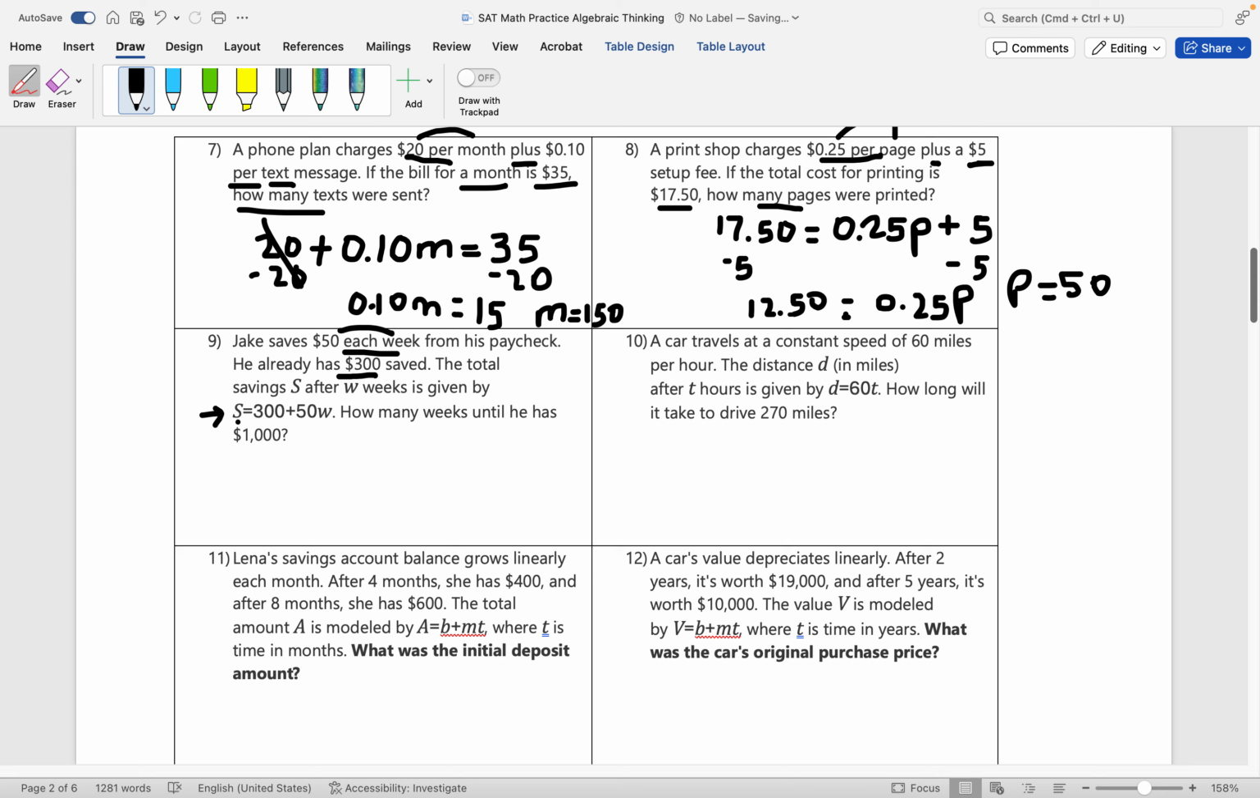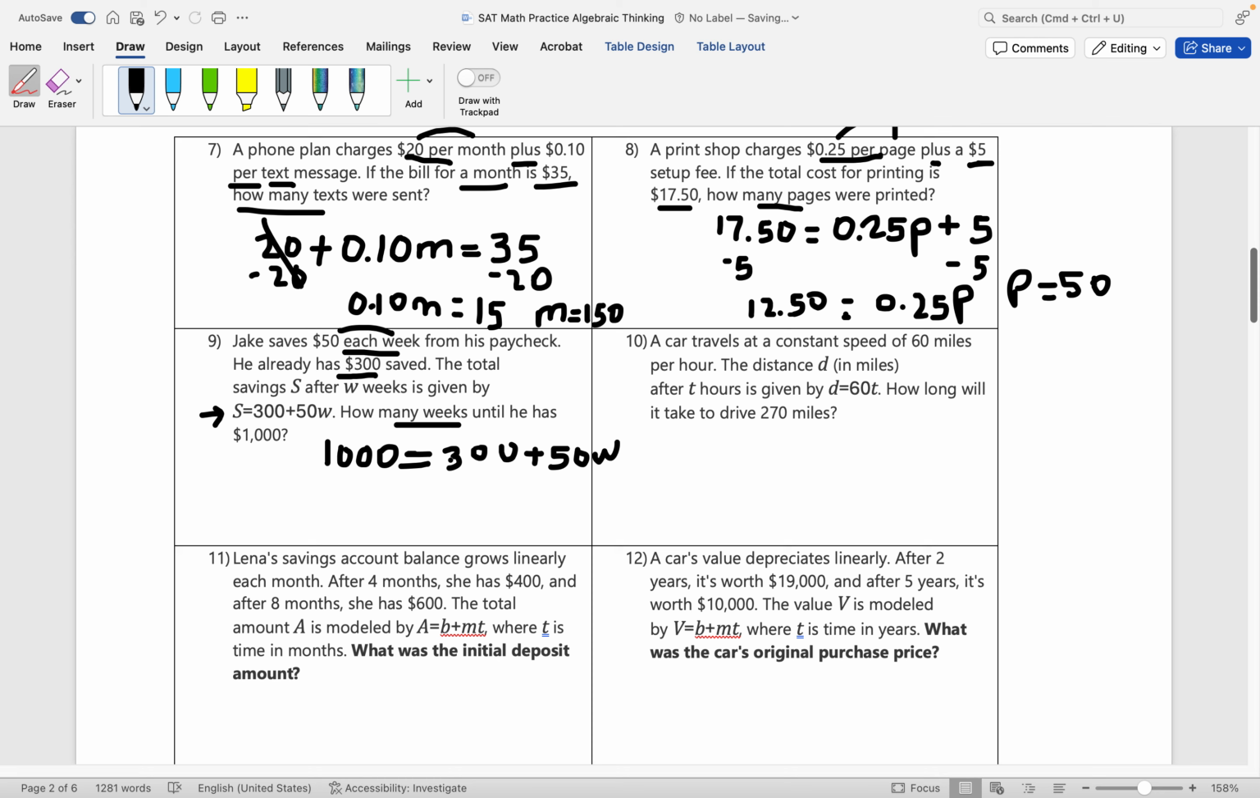So S, remember, total savings is equal to 300. That's the amount he already has, plus the $50 times W weeks. How many weeks? Okay, we need to find W. How many weeks until he has $1,000? So $1,000 is the total savings that he wants to have. So we're going to put $1,000 in place of the S, because S is the total savings. He wants to have $1,000. So $1,000 is equal to 300 plus 50 times W, because we don't know. So we need to find out how many weeks. So let's solve this equation.